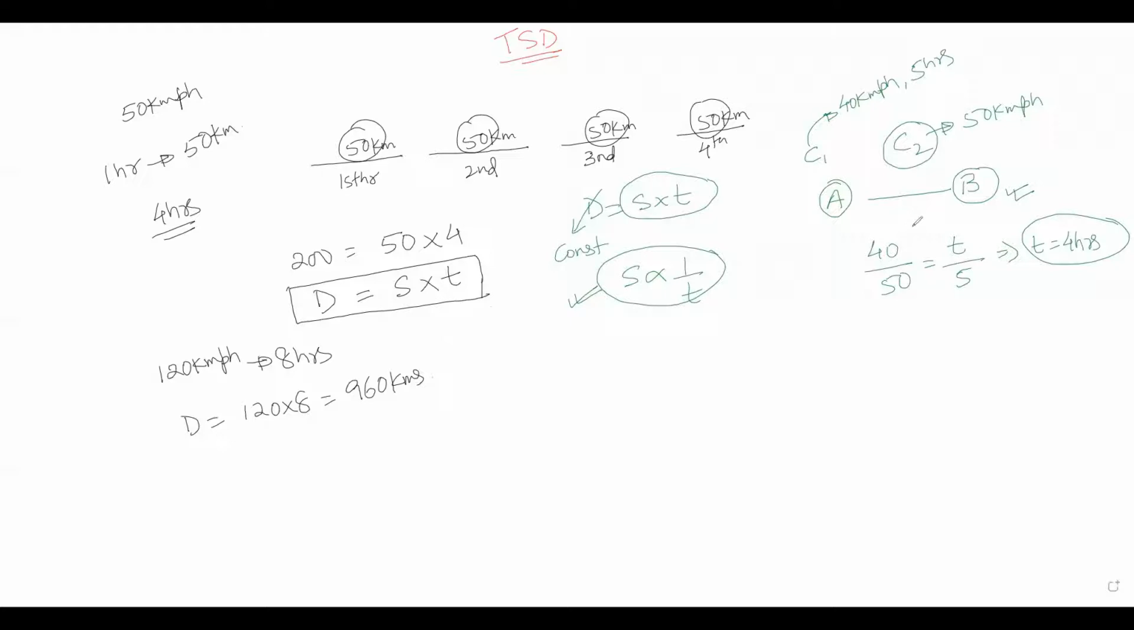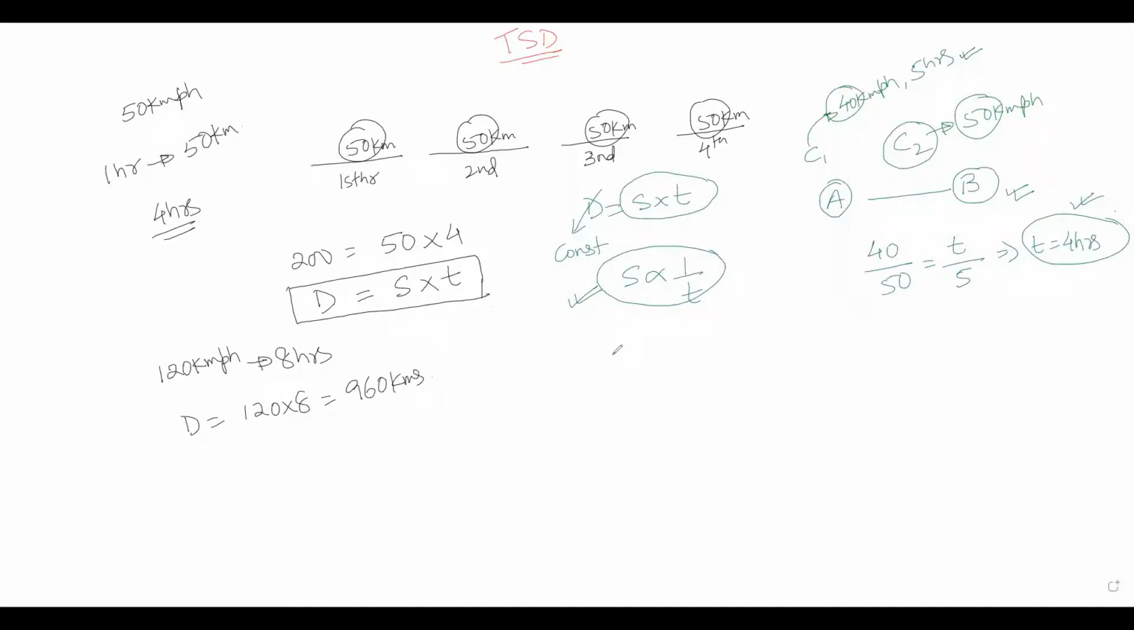Or directly we could have told that since the ratio of the speeds is 4:5, the time taken by these two cars will have the ratio of 5:4. So if the car C1 is taking 5 hours to travel from A to B, then the car C2 would be taking 4 hours to travel the same distance from A to B.